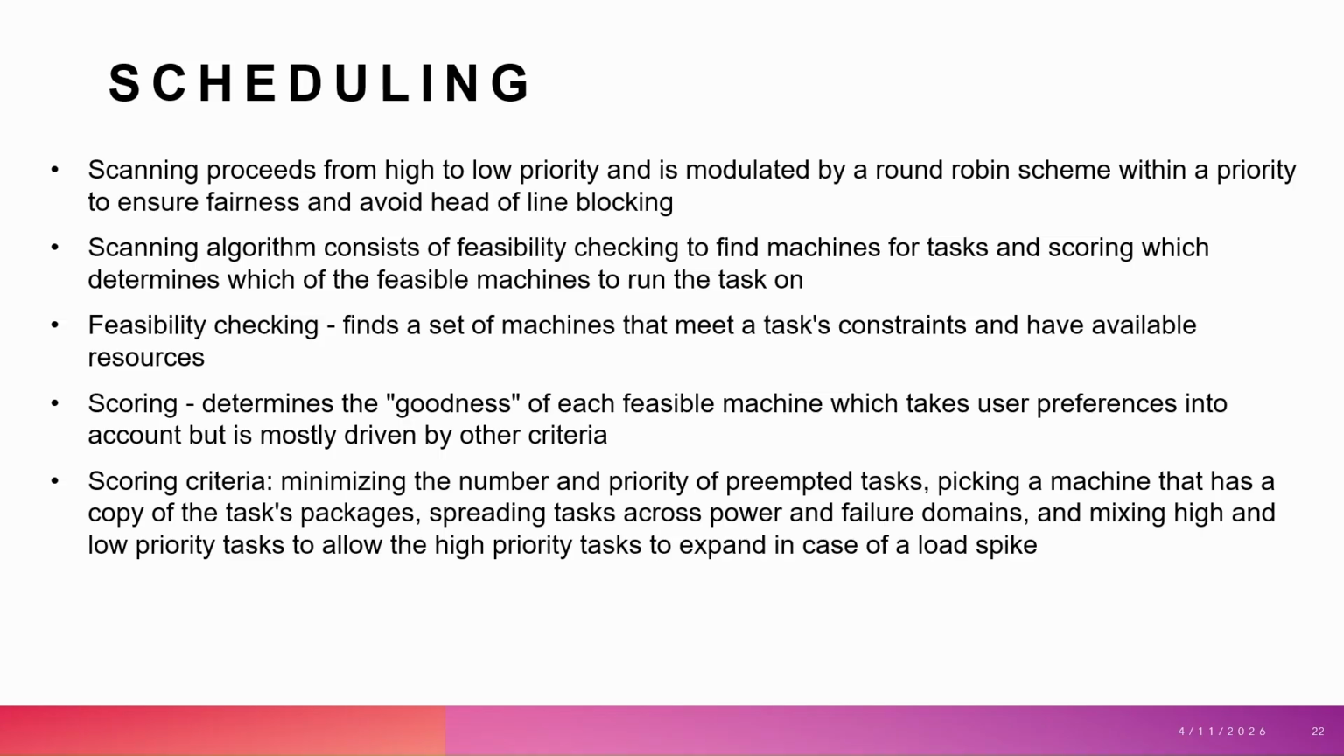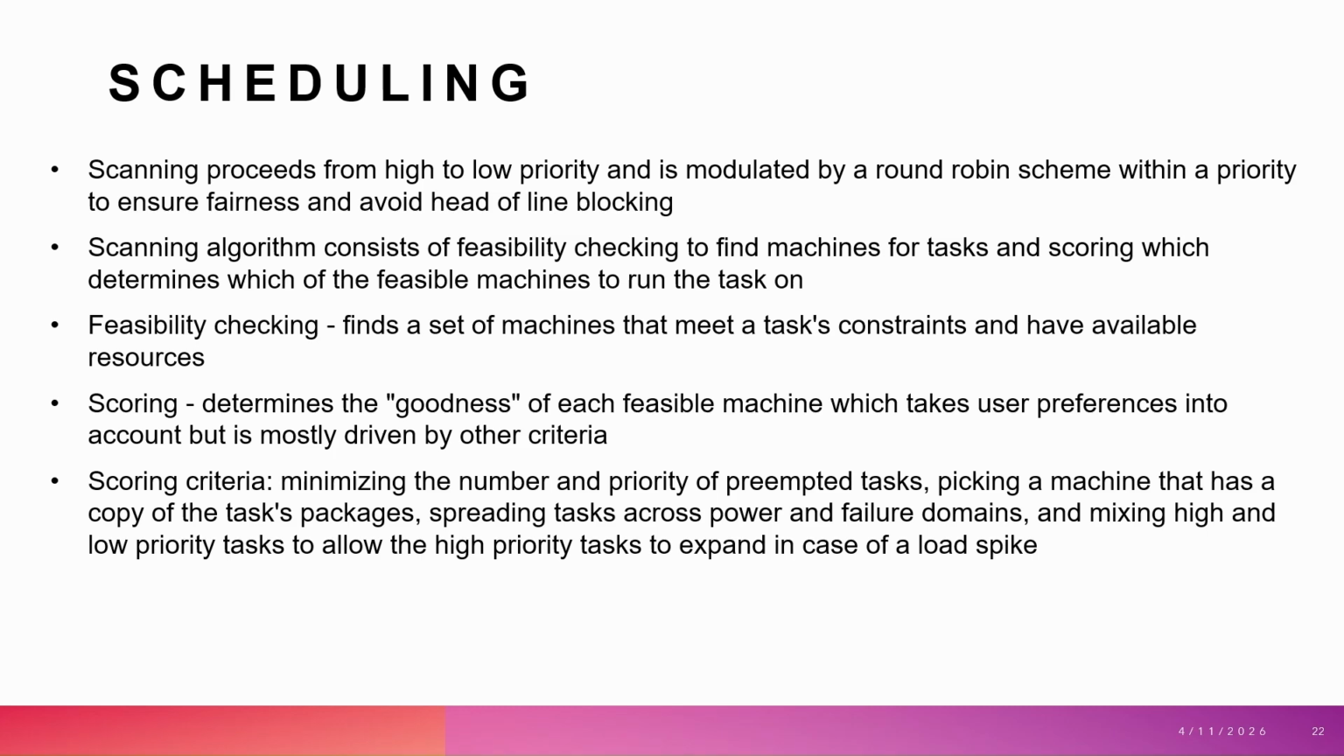Now scanning proceeds from high to low priority and is modulated by a round-robin scheme within a priority to ensure fairness and avoid head-of-line blocking. So the scanning algorithm consists of 2 parts: feasibility checking to find machines for tasks, and scoring, which determines which of these feasible machines to run the task on.